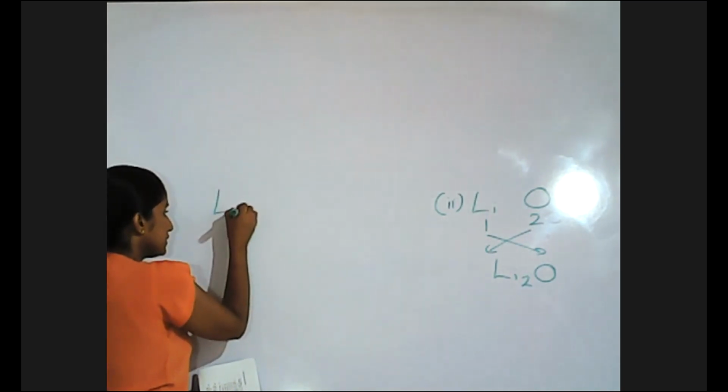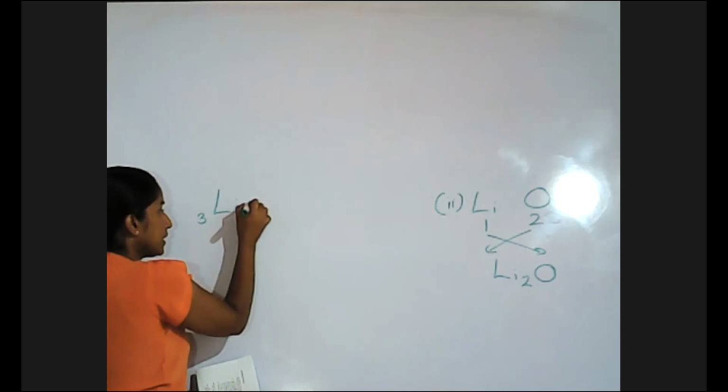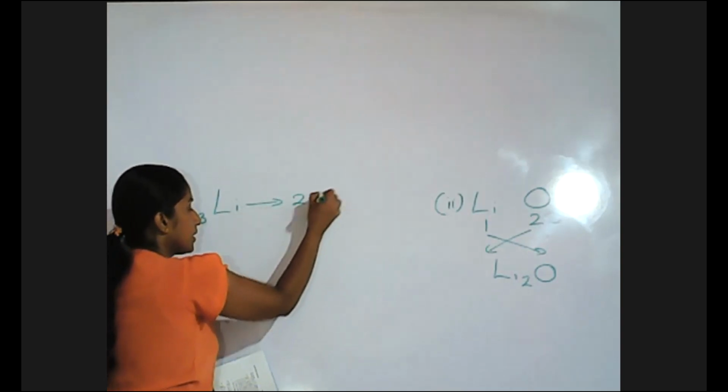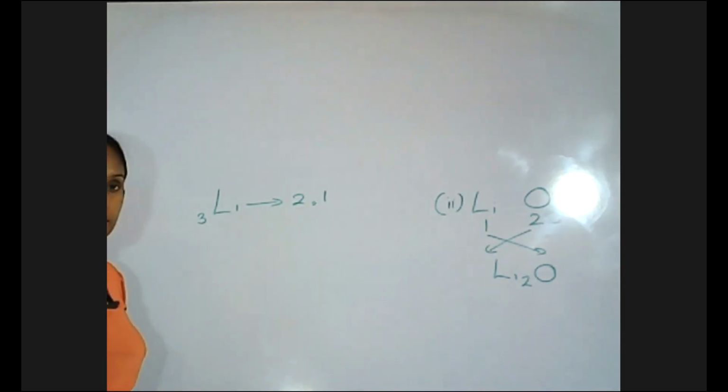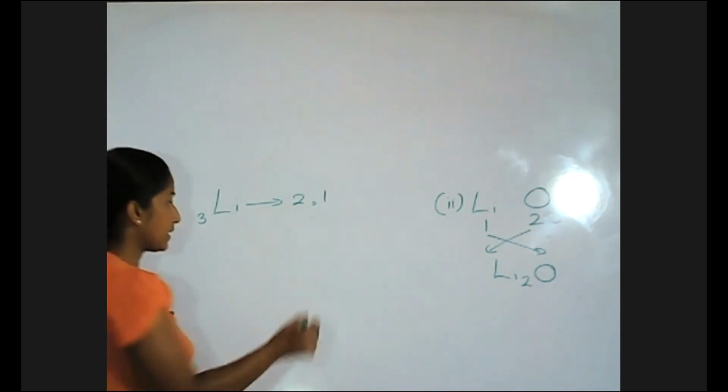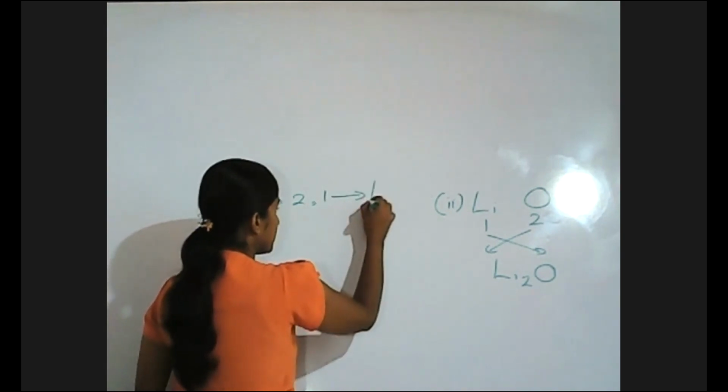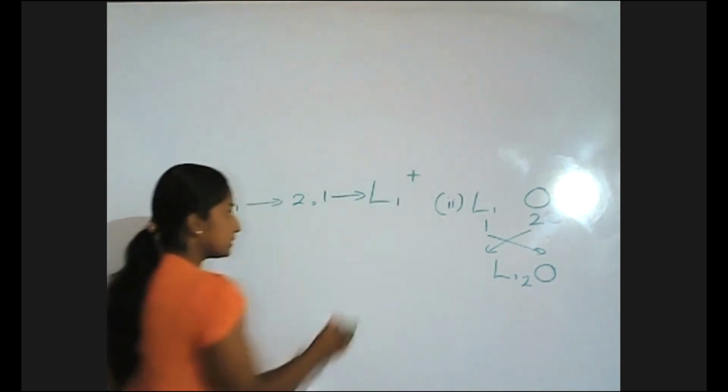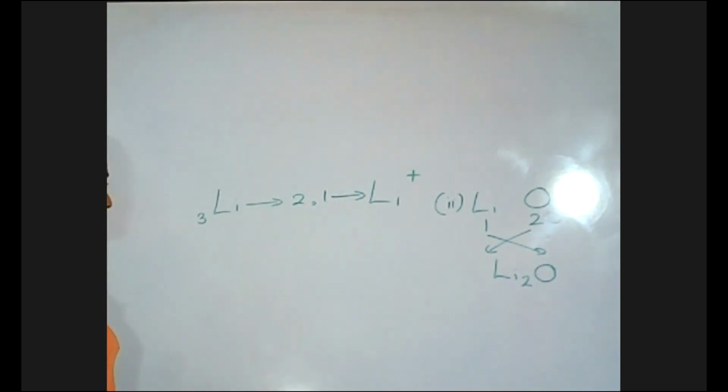when we consider lithium, the atomic number 3. Electronic configuration 2, 1. It removes the electron in the last energy level and it forms, what is the ion? Lithium plus ion, right? Lithium plus ion.